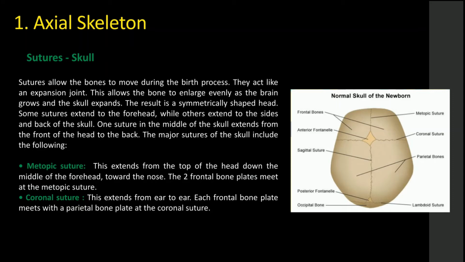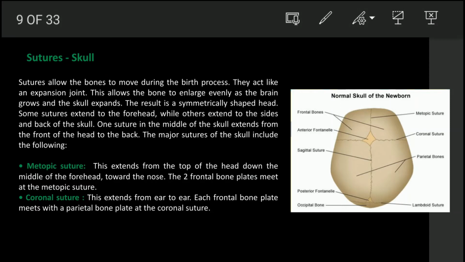One suture in the middle of the skull extends from the front of the head to the back. The major sutures of the skull include the following. Now there are four types of suture that we can see in a human skull: the metopic suture, coronal suture, sagittal and the lambdoid.